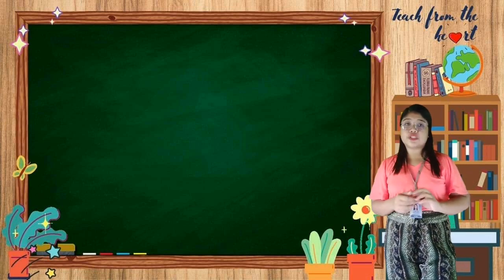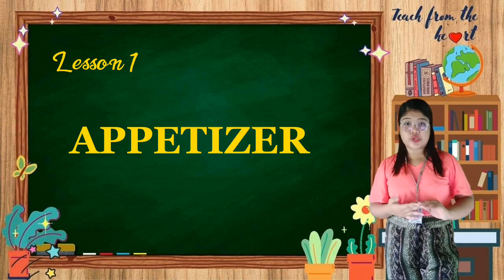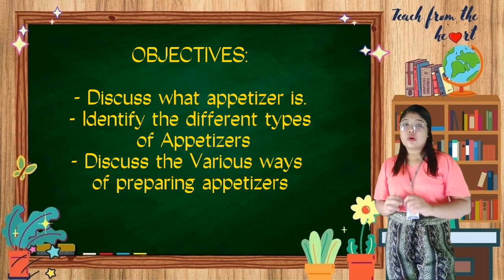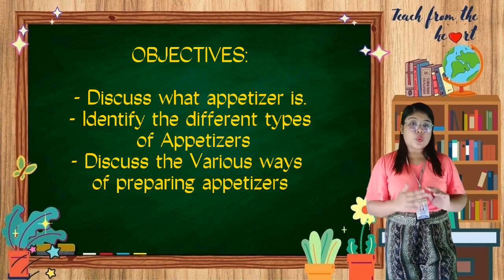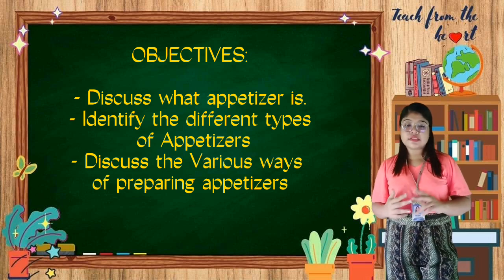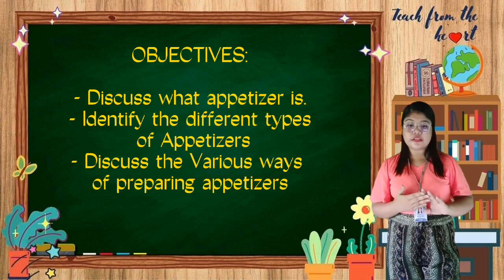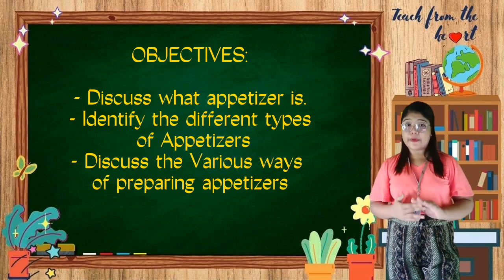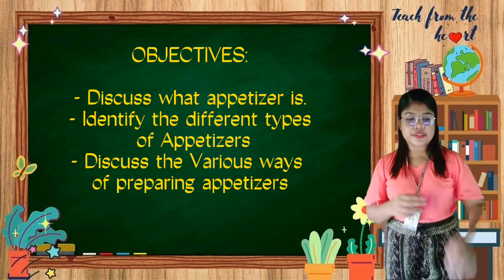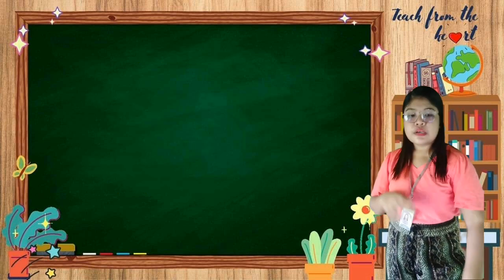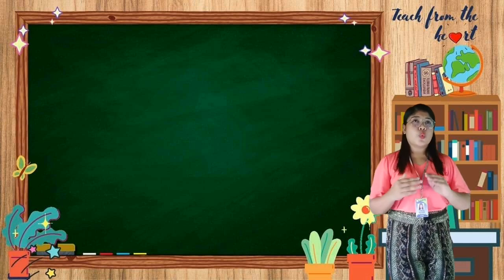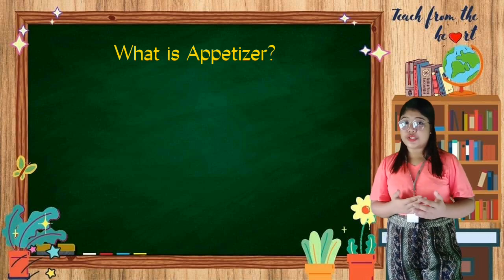So our lesson for today is about appetizer. So here are the objectives. First, we will discuss what appetizer is. Second, identify the different types of appetizer. And next is discuss the various ways of preparing appetizers. So, anyone from the class who knows what is appetizer?